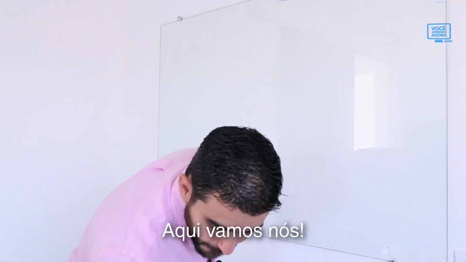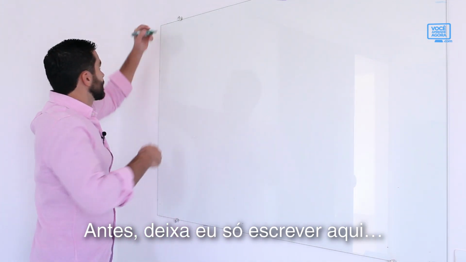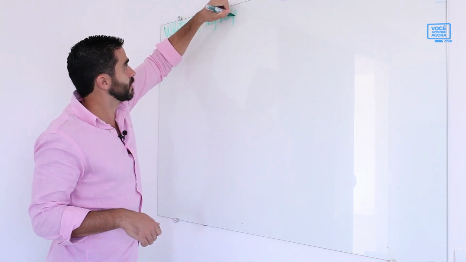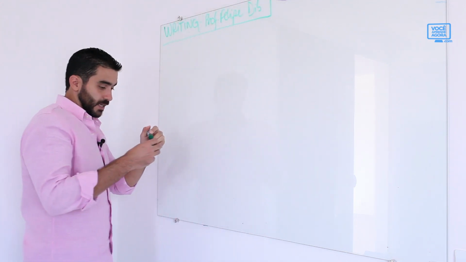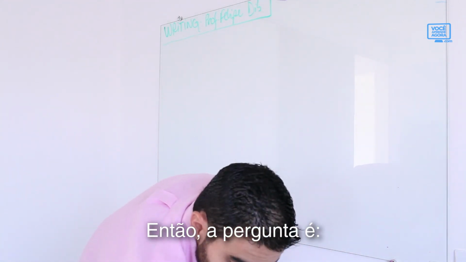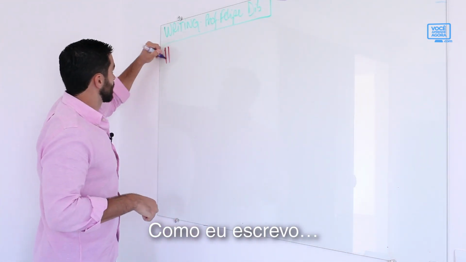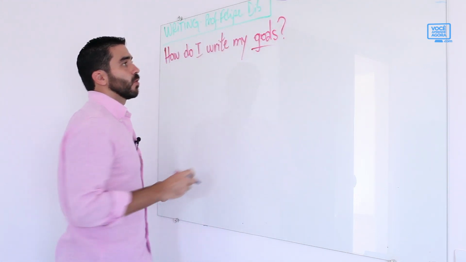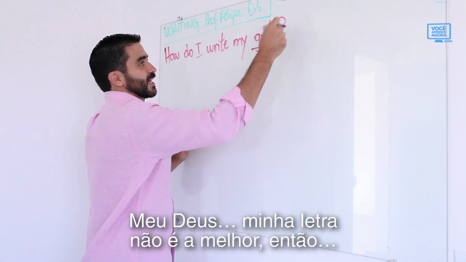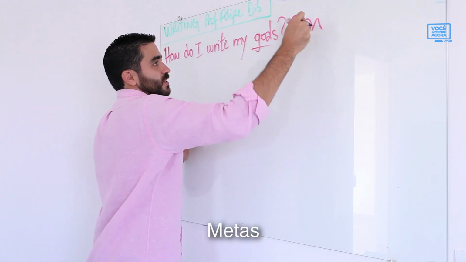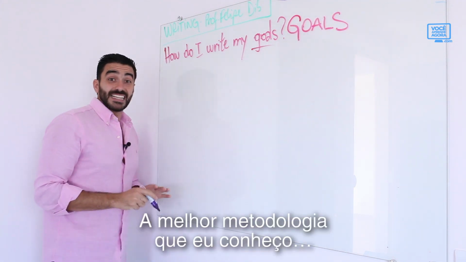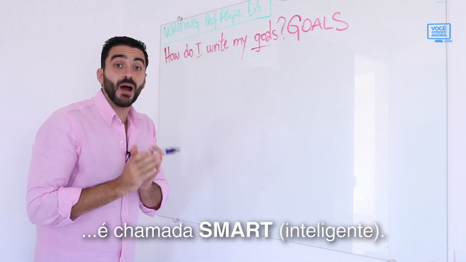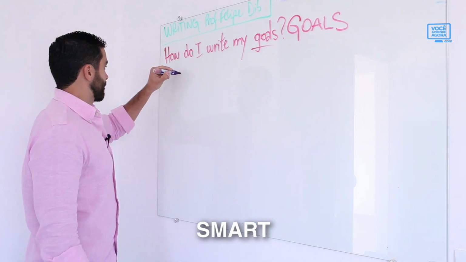Here we go. Before, let me just write here the topic of our class. Writing, Professor Felipe Dib. All right. So, the question is, how do I write my goals? How do I write my goals? My goodness, my letter is not the best. Goals. The best methodology I know to write goals is called SMART. SMART.